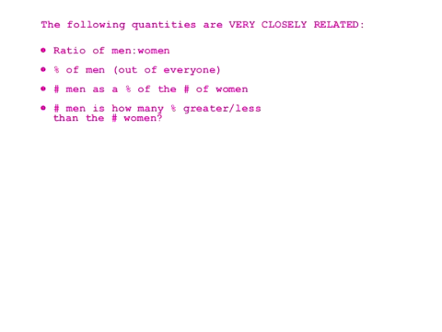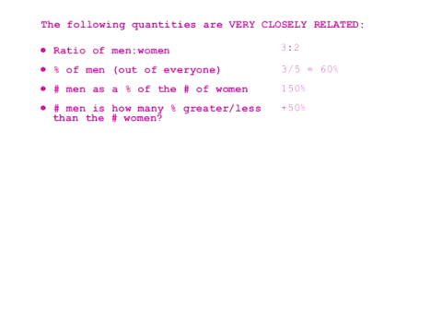So, for instance, if you have a ratio of 3 to 2 men to women, then that means that 3/5 of everyone is men, because you could separate them into groups of 3 and 2. So the percentage of men out of everyone would be 3/5, which is 60%. The number of men as a percentage of the number of women is 150%. And the answer to the last question would be plus 50%. I think the point is, if any of these things changes, then all of them will change, in exactly the same direction.